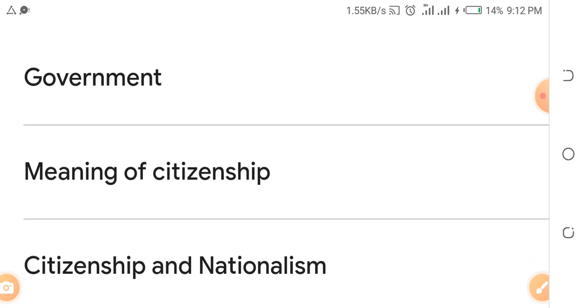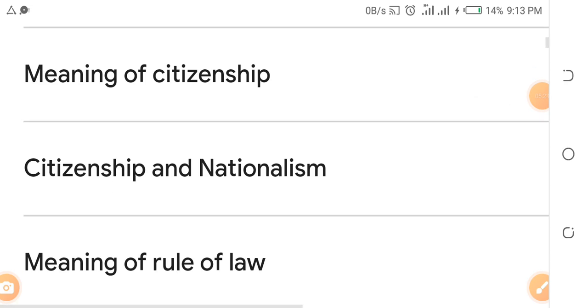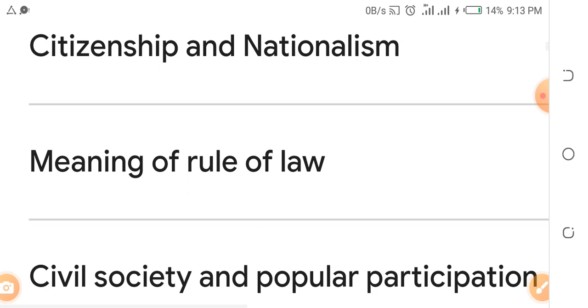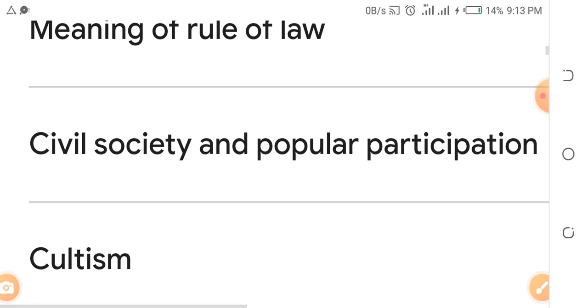Okay, the first topic is government. The next one is meaning of citizenship. Please note these things. The next one is citizenship and nationalism. The next one is meaning of rule of law. The next one is civil society and popular participation.